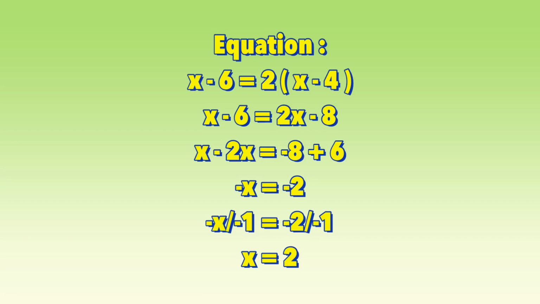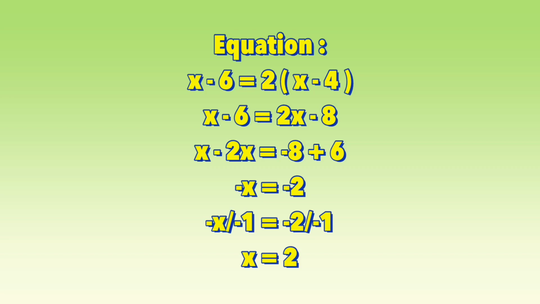And then transpose. The next is we have to transpose all the variables to the left side of the equation and all the constants to the right side of the equation. And now we're going to transpose positive 2x to the left side. It becomes now x minus 2x equals negative 8. We have to bring down, and we have to transpose negative 6 to the right side of the equation. Becomes now positive 6. And after that, we're going to simplify.